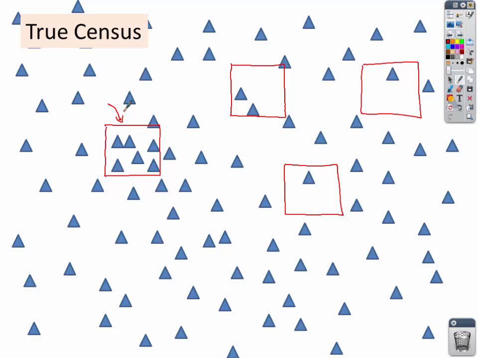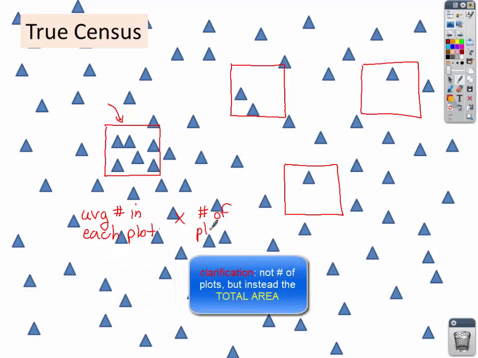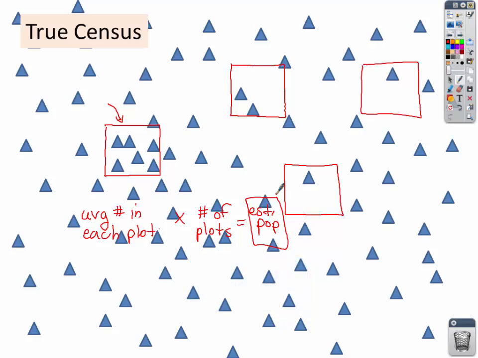And we're going to average them. So we're going to take the average number in each plot, and then we multiply that by the number of plots. And that should give us an estimate of the population. Now, that is an estimate. Okay, but that's what we're going for, an estimated population where we cannot take a true census.